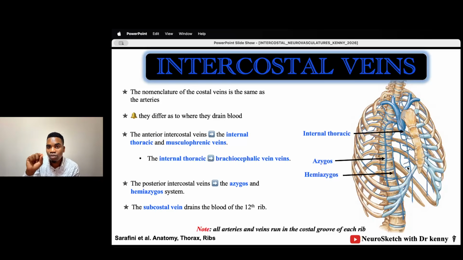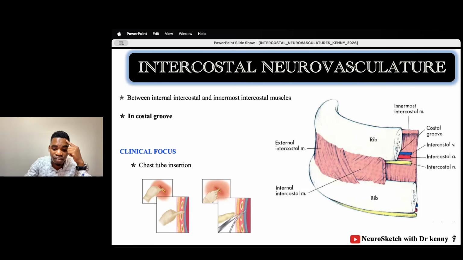Azygos, as I told you, means unpaired veins. The azygos system, we're going to discuss at some point, but it's draining blood directly into the superior vena cava, and we said it can be used as collateral circulation. The intercostal veins are almost the same as the intercostal arteries, except for the places the veins are going to drain, so they have different names.